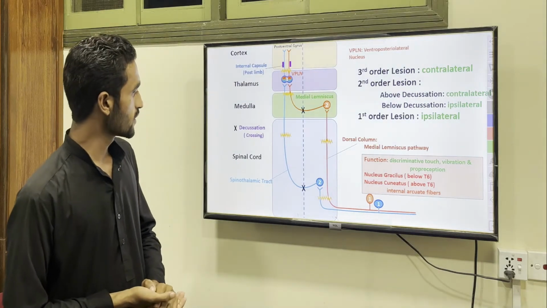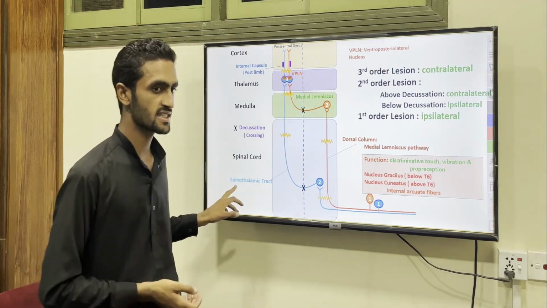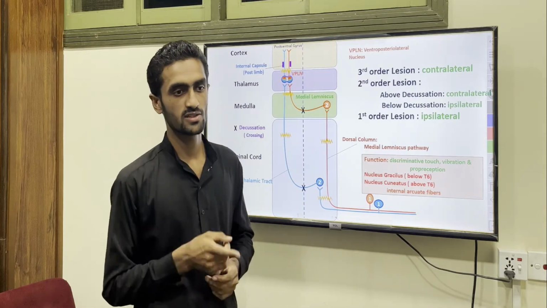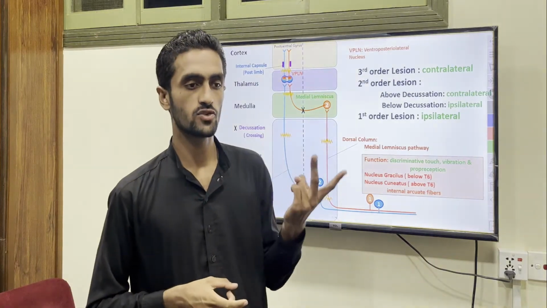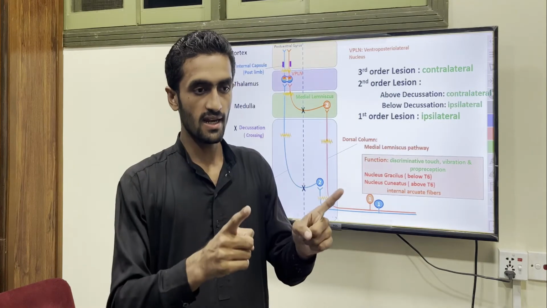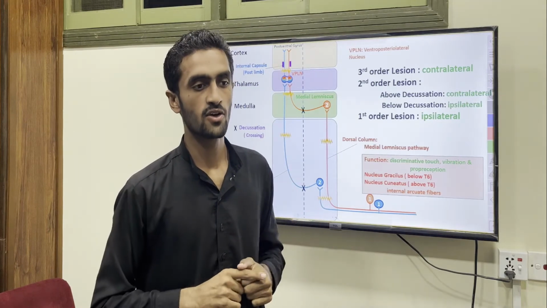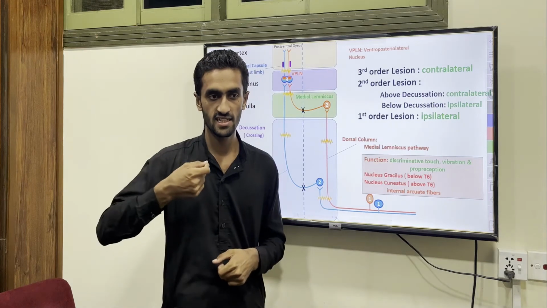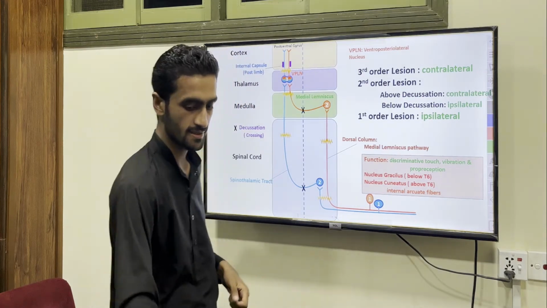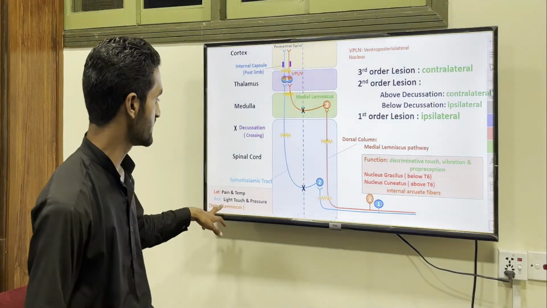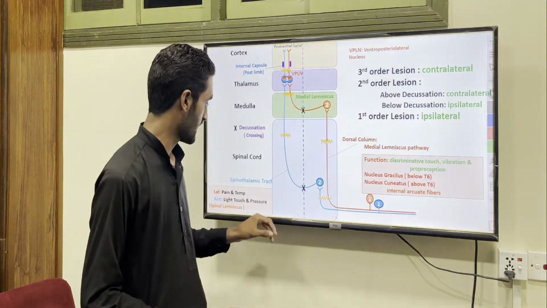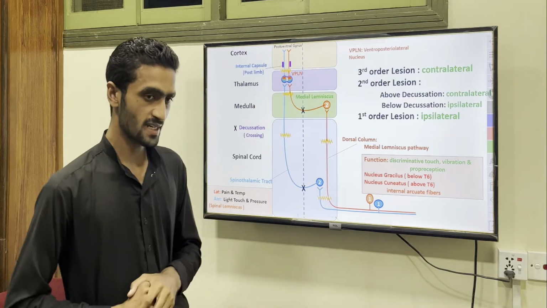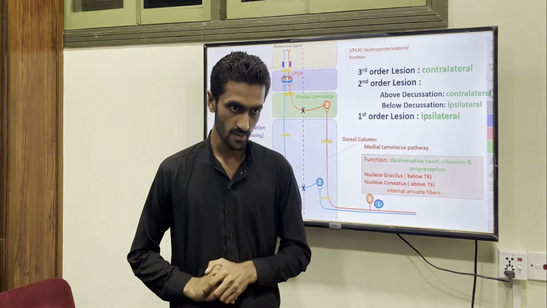So now come to the spinothalamic tract. What is the function of the spinothalamic? Pain and temperature. Actually, it has two pathways: anterior and lateral. The lateral takes the sensation of pain and temperature, and the anterior takes light touch and pressure. Are you clear?